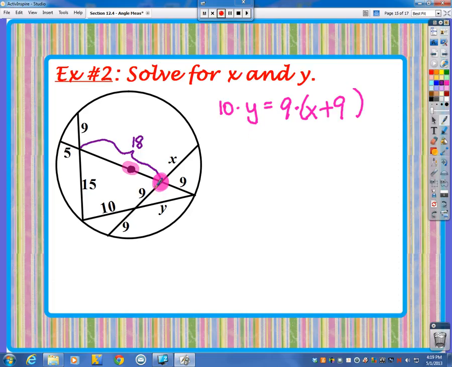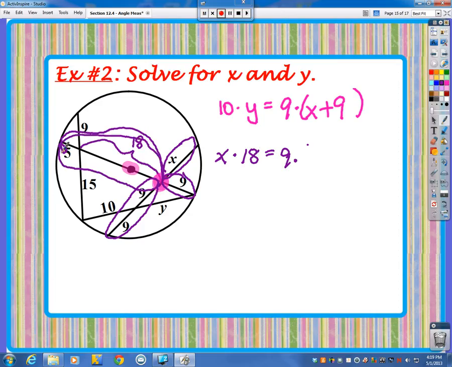So with this guy, let's see, here is one inside piece, x, times the other inside piece connected to it. Well, that would be 9 plus 9, which is 18, equals this inside piece, which is 9, times the other inside piece, which goes all the way over to there. So that's the 18 plus the 5, and 18 plus 5 is 23. Okay, so we got 18x equals 9 times 23.